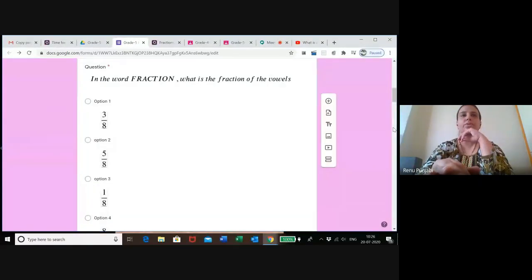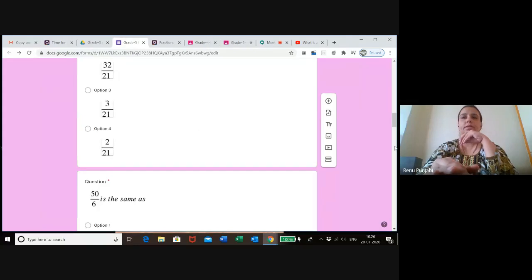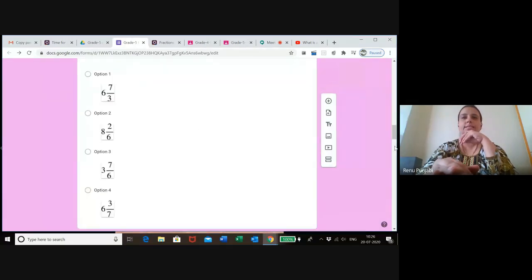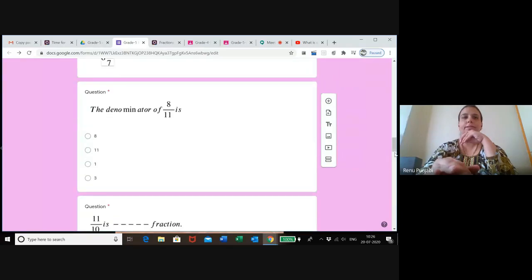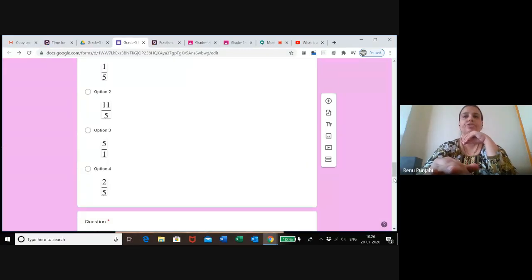I'll read the questions for you all. In the word fraction, what is the fraction of the vowels? By how much is 17 upon 21 greater than 15 upon 21? 50 upon 6 is the same as which option? The denominator of 8 upon 11: in 8 upon 11, what is the denominator? 11 upon 10 is which type of fraction? We have already learned the different types of fractions. Dash is a unit fraction. Out of these options, which fraction is a unit fraction?